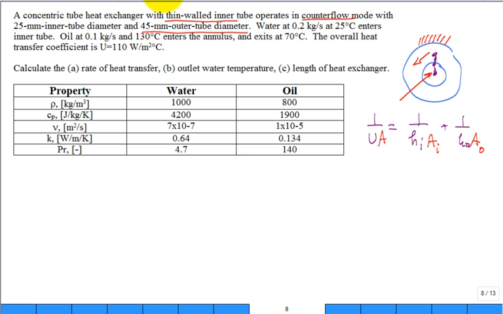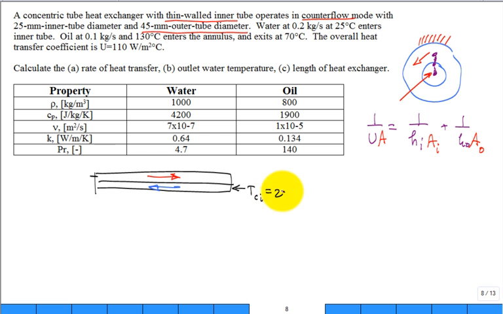So I like to draw it like this for the heat exchanger. Maybe put the hot fluid flowing that way if you like, put the cold fluid flowing that way if you like, and talk about the hot in and the cold in, etc. So we have water at 0.2 kilograms per second at 25 C enters the inner tube. After I read the problem a little bit, the temperature of the cold coming in is 25 degrees C, and we have the mass flow rate of the cold is 0.2 kilograms per second. All right. Then we have oil. So this is water.